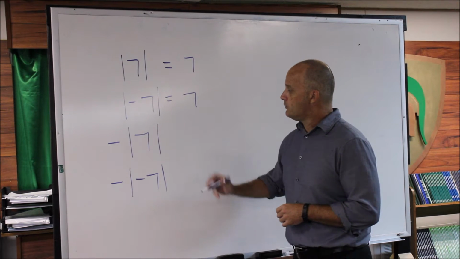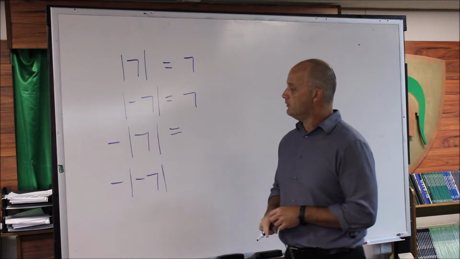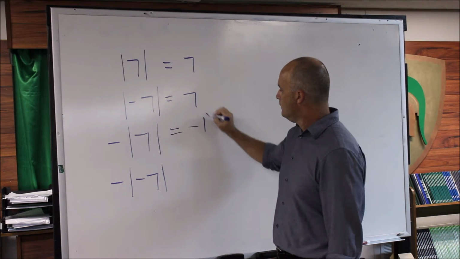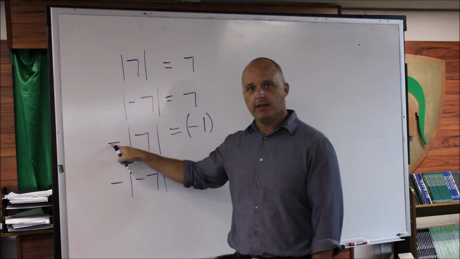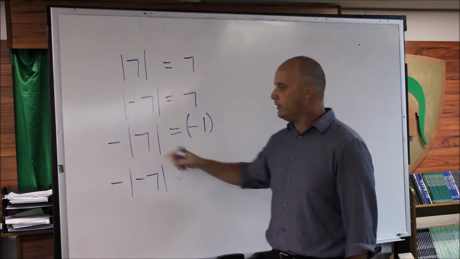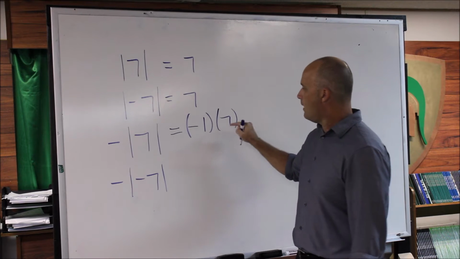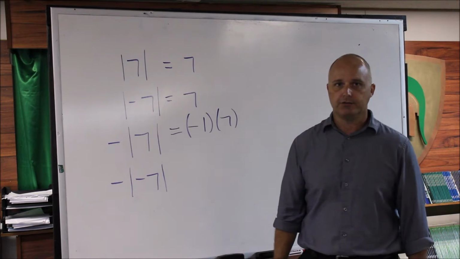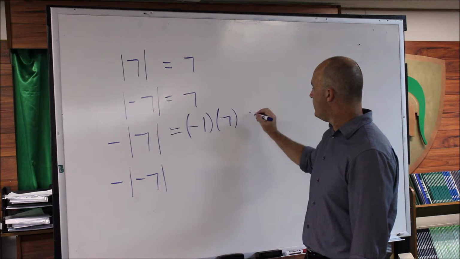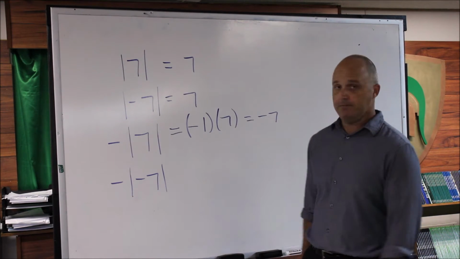Now coming down here to negative absolute value of 7, what we would do here is we would say we've got a -1 on the outside. That's what this negative stands for. It's a -1. Then the absolute value of 7 is 7. So we drop the absolute values, and now we have a positive 7. But now we've got to take care of this -1. So -1 times 7 is -7.